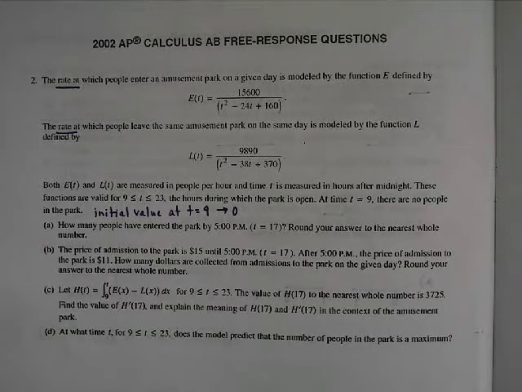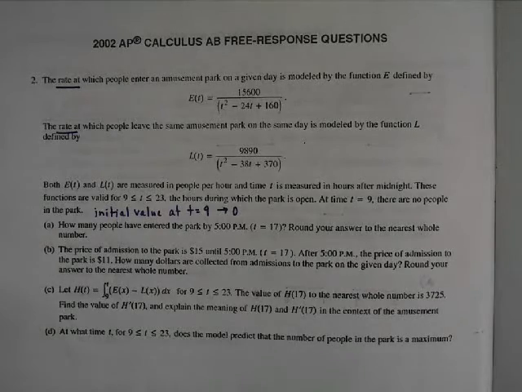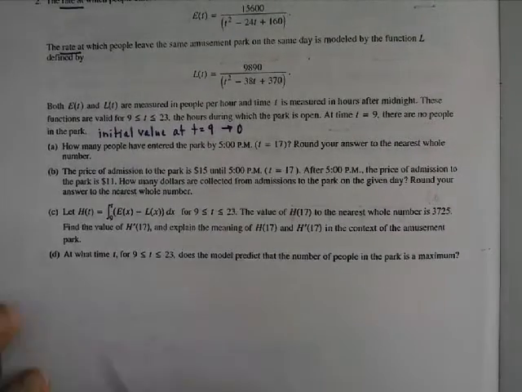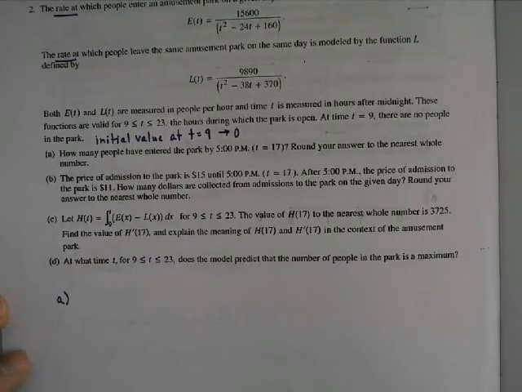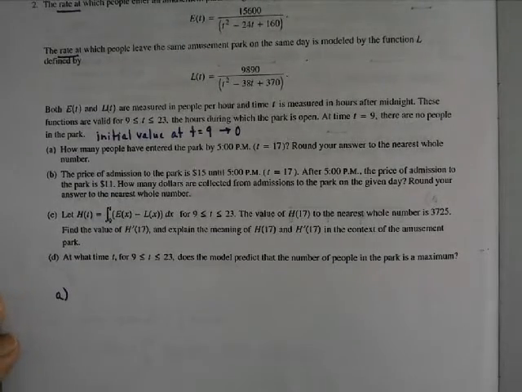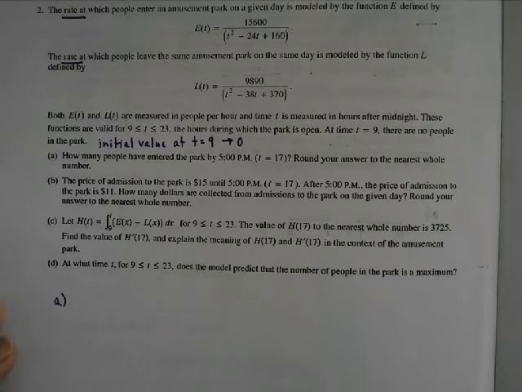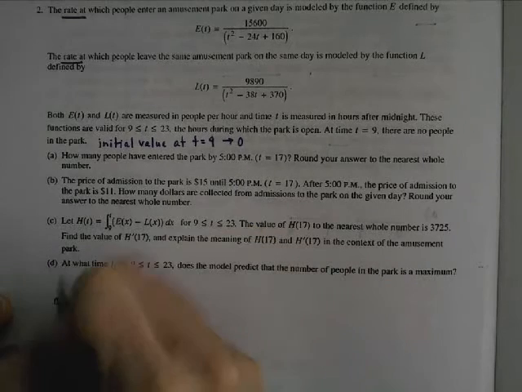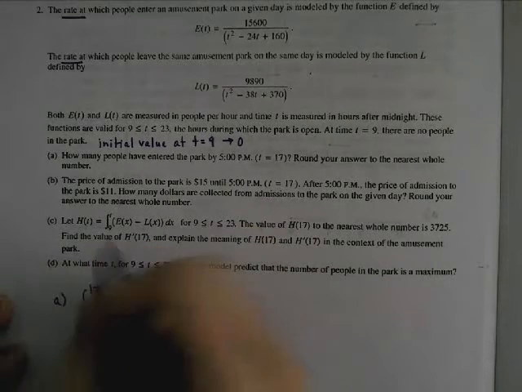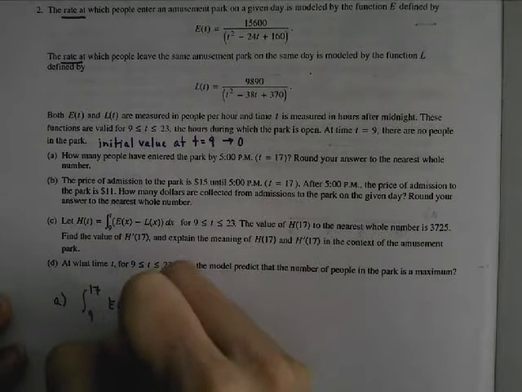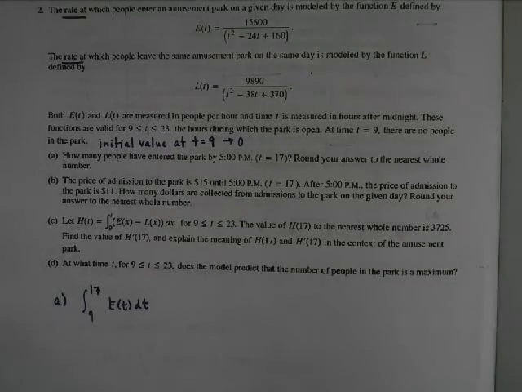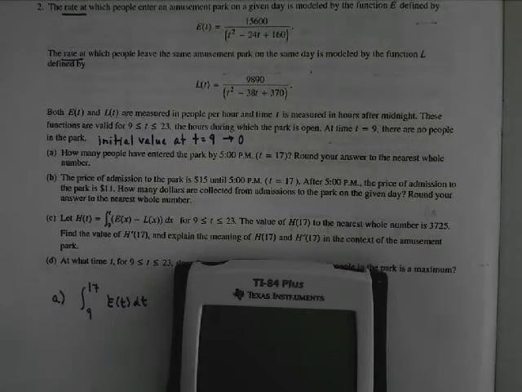So for part A, it wants to know how many people have entered the park by 5 o'clock p.m. And it wants us to round our answer to the whole number. So to get the amount of people who have entered the park, we need to integrate the rate at which people are entering. I want to know by 5 o'clock p.m., so I'm going to integrate from 9 to 17, and I'm integrating E of t dt. Again, to integrate the rate function is going to give us that change. So now I'm going to use my calculator to calculate this. So I'll go Math 9.